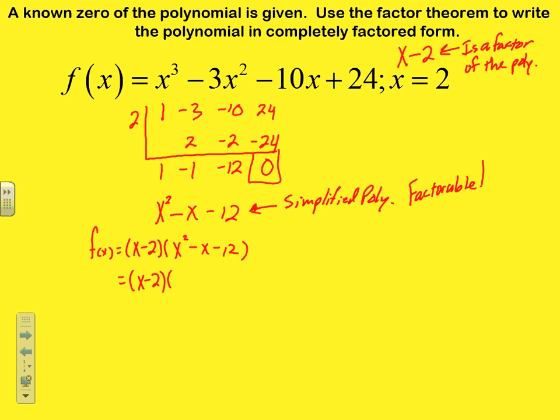Right now we have a quadratic x squared minus x minus 12. Well, that quadratic can be broken up into its factors of an x minus 4 and an x plus 3.